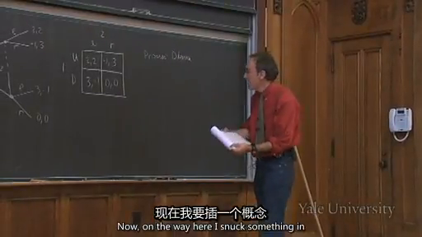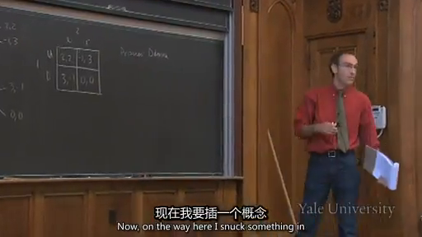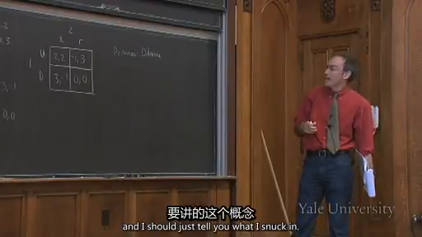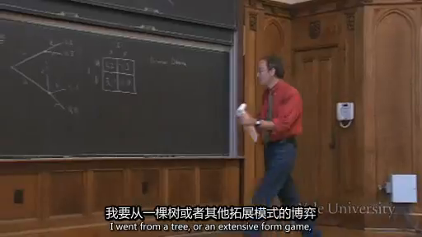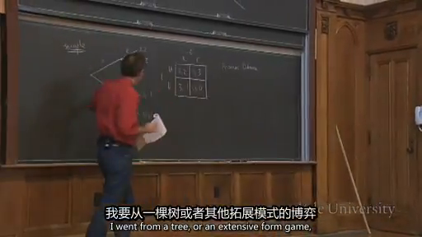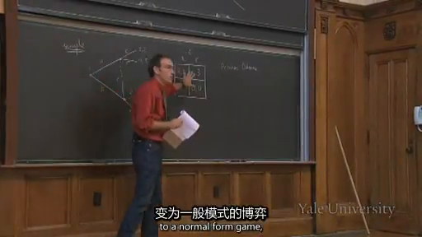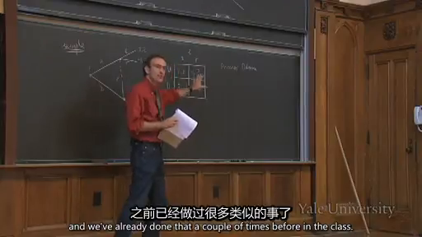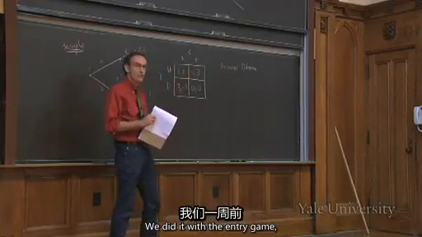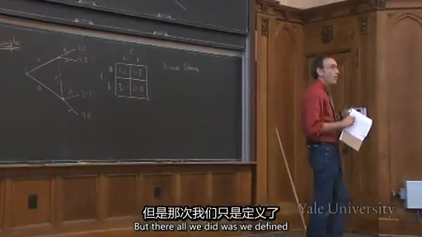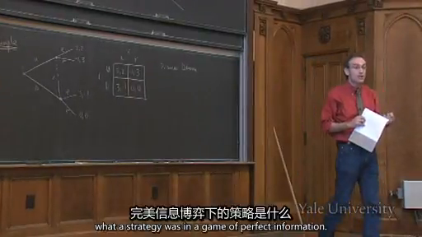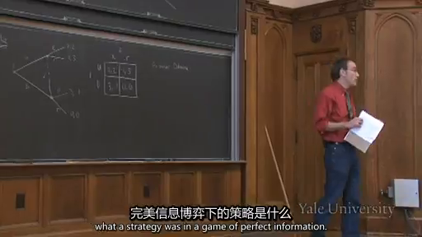All right? Now, on the way here, I snuck something in. And I should just tell you what I snuck in. I snuck in what a strategy is. I went from a tree, or an extensive form game, to a normal form game. And we've already done that a couple of times before in the class. We did it with the entry game, for example, about a week ago. But there, all we did was define what a strategy was in a game of perfect information.